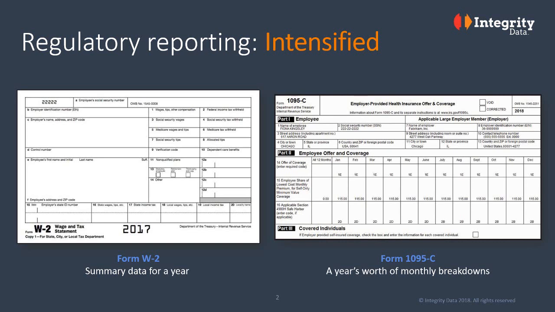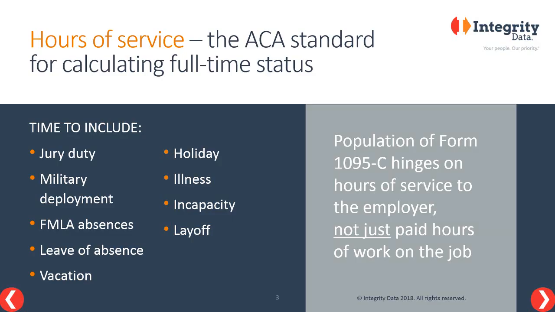Even though you may hear IRS Form 1095-C referred to as the ACA version of a W-2, the only similarity in these two forms is their production time of January. The other key difference from a W-2 is that population of Form 1095-C centers not on dollars, but on hours. And not just hours worked on the job, but hours when an employee was of service to the employer, such as the situations listed here.